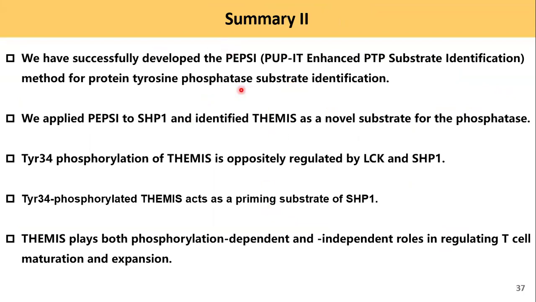So I'll make a quick summary for this part. We developed a method called PEPC, which can help with substrate identification. And we used this platform to identify a new substrate for SHP1 called CMIS. CMIS is oppositely regulated by the kinase LCK and SHP1. And this tyrosine phosphorylation is important for SHP1 activation. And CMIS plays both a phosphorylation dependent and independent role in regulating TCR development.